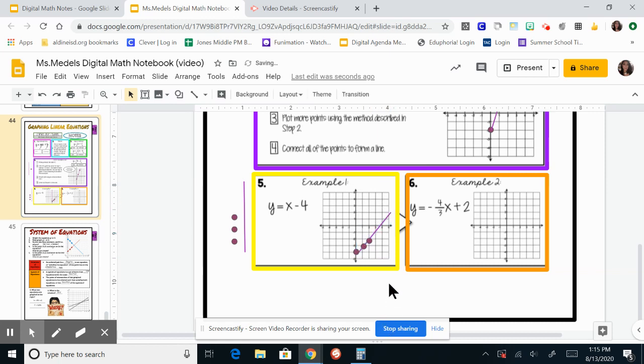Boom. There we go. And I left you 3 extra dots and a line so that you can try example 2 on your own. And of course, if you have any questions, please let me know.